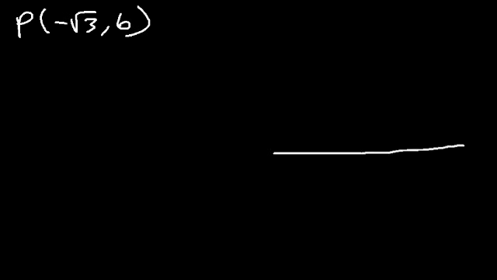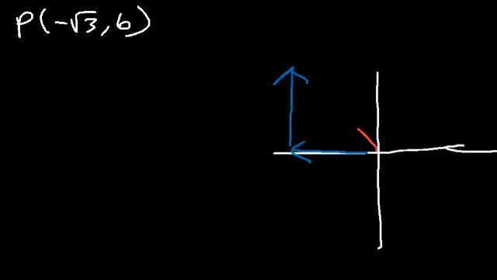Now let's say the terminal point is negative root 3 comma 6. And given this point, you want to find the 6 trigonometric functions. How can you do it? So the first thing you want to do is plot the point. So negative root 3 is in the negative x direction, and positive 6 is in the positive y direction, and then draw the triangle.